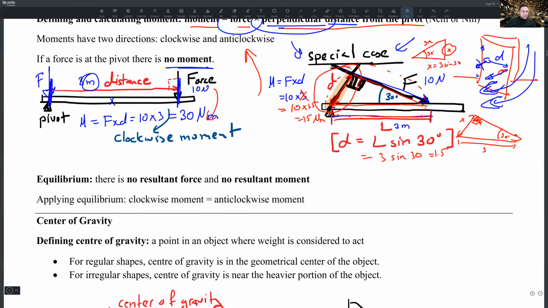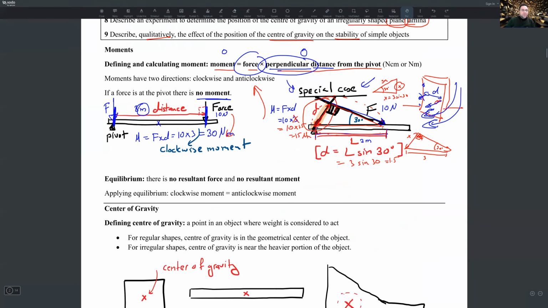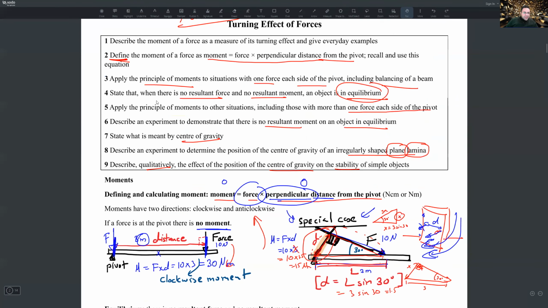Next. So now we understand what a moment is, and which is the easiest part to pull or rotate an object: the farthest point away from the pivot. Then, if you remember, here it said to state that when there's no resultant force and no moment, it's in equilibrium.